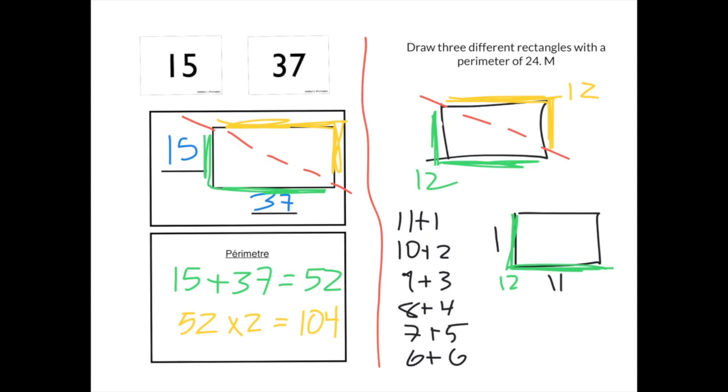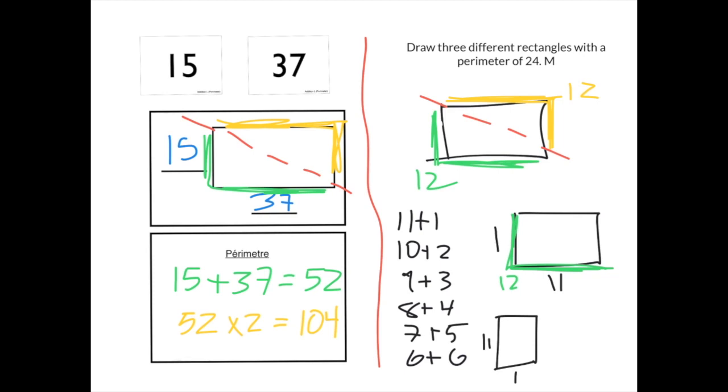A lot of students believe that if they just rotate the rectangle and draw dimensions of 11 and 1, but with the rectangle rotated, that it gives a different rectangle, when in fact, rotating a rectangle is still the same rectangle.